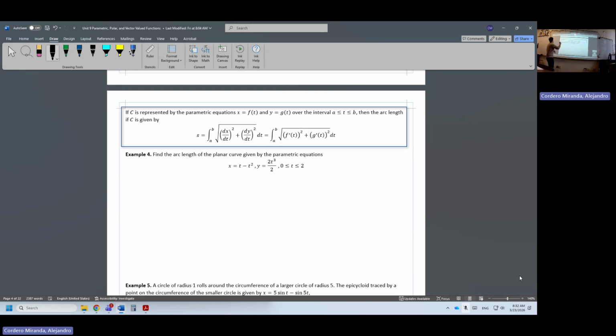In fact, do you guys remember for normal functions, for normal rectangular, what the arc length formula is? Yeah, there's the one in there. Nice. Do you remember it? Where 1 plus what? Square root of 1 plus dy dx. Yeah, that's it. It's 1 plus f prime squared.